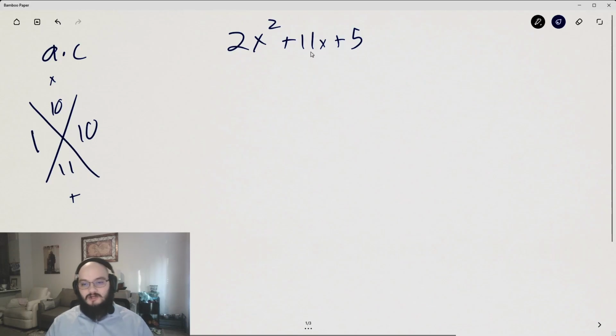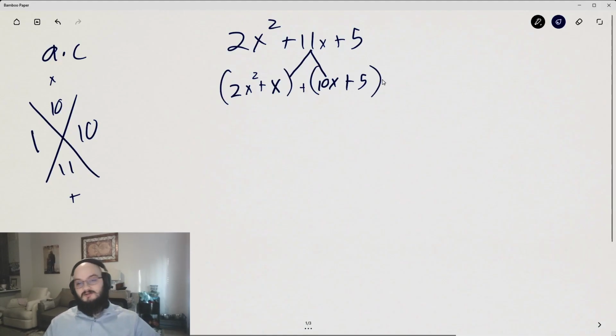That works. So we're going to split this 11x term into x and 10x. This is still added, and 2x squared over here. Next, we're going to group these into sets of 2 and factor out the greatest common factor out of each of them. The greatest common factor here is x.